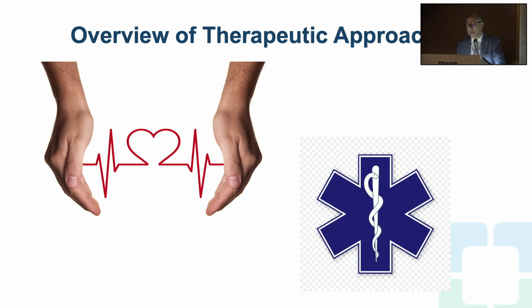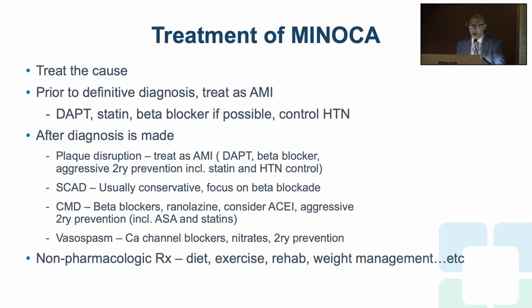So how do we treat those patients? Obviously, the pathology is very different, and we'll treat the cause. It's important because when we see them, we don't have the definitive diagnosis right away, so we treat them as an acute MI. We treat them with DAPT, with statin, with beta blockers, whatever you treat acute MI with medically. After the diagnosis is made, that obviously will change the direction.